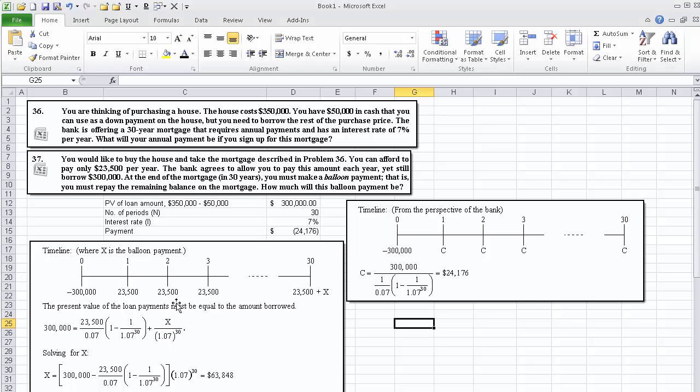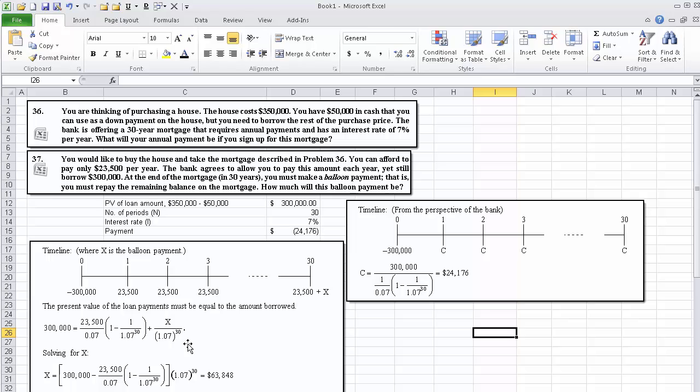Now, I've put this little image here on the screen that you can look at. If you wanted to solve this algebraically, this is how you approach it. Again, we've got a timeline of $300,000. Now our payments are $23,500. And so we've got to figure out what X is in that last period, at period 30. Mathematically, you could solve it by setting $300,000 equal to $23,500 divided by 0.07, multiplied by 1 minus 1 divided by 1.07 raised to the 30th power, plus that final payment, which would be X divided by 1.07 to the 30th period.